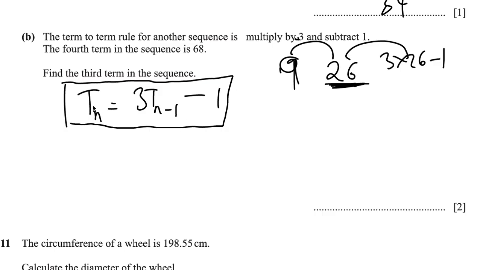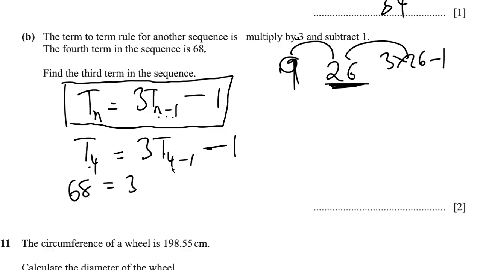So the nth term will be equal to 3 times the term before, which is T(n-1), and then you subtract 1 to get that term. Do you get that? So T4 will be equal to 3T3 minus 1, and it's given to us that T4 is 68. So 68 equals 3T3 minus 1.